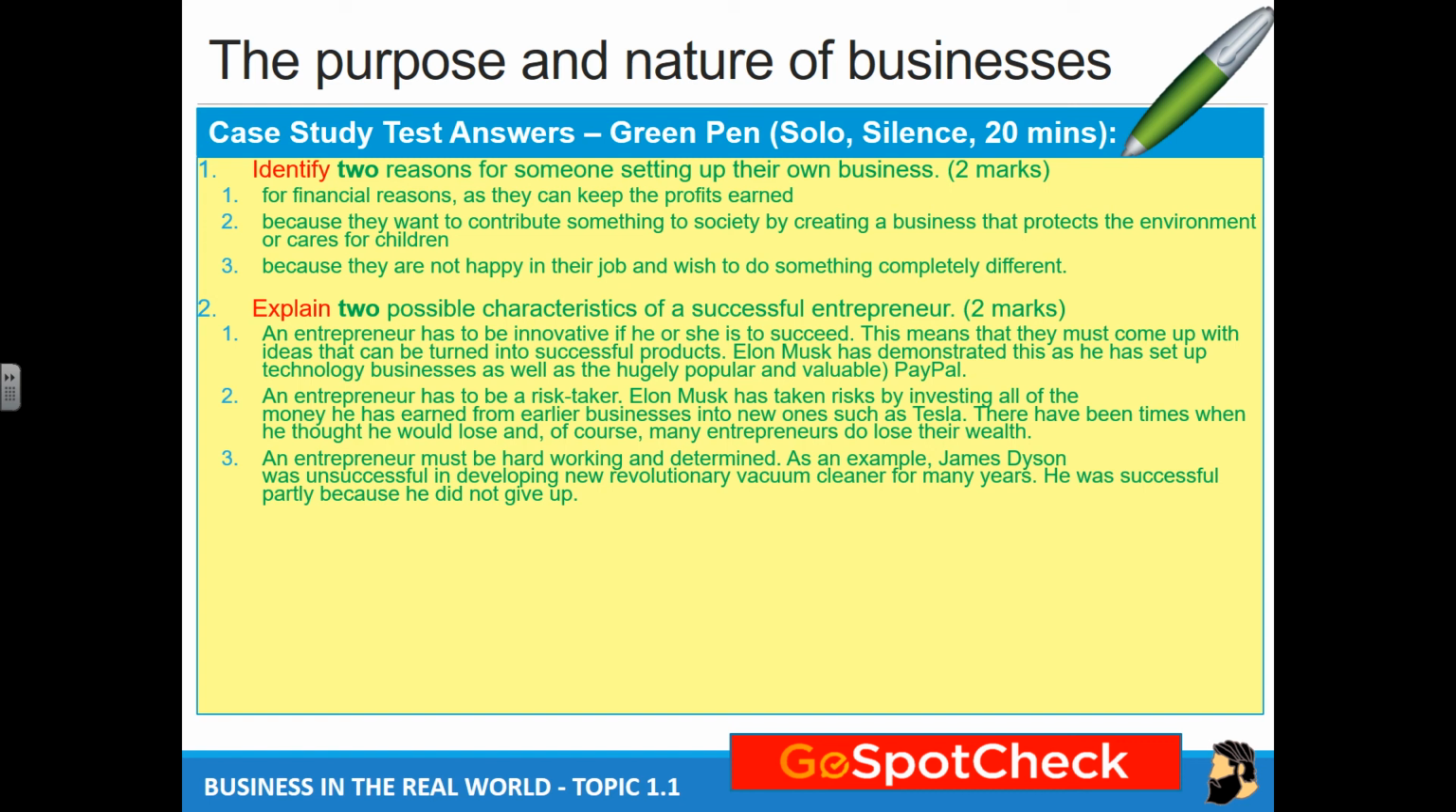Number 3, an entrepreneur must be hardworking and determined. As an example, James Dyson was unsuccessful in developing a new revolutionary vacuum cleaner for many years. He was successful partly because he did not give up. Okay, if memory serves me well, I think he made 1,000 different vacuum cleaners. Made one, tested it, found a problem with it, fixed that problem, made a second prototype, tested it, found another problem, fixed it, made another prototype, and he made 1,000 of these until he got it perfect before he went and made his company properly and made a business out of it.